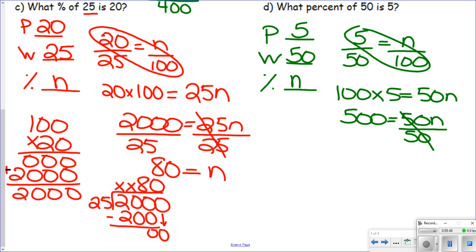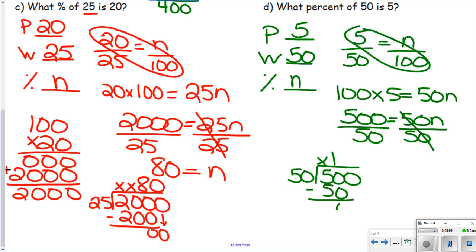Divide by 50. 500 divided by 50. 50 doesn't go into 5. 50 goes into 50 one time. Bring down the 0. 50 into 0 is 0. 10%.